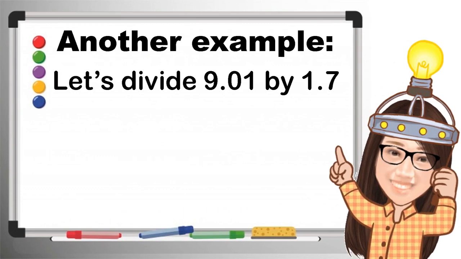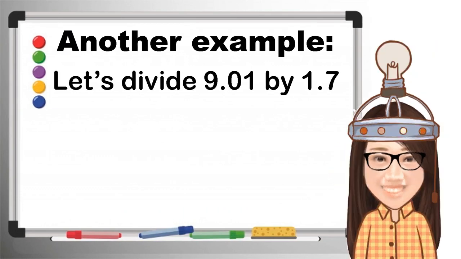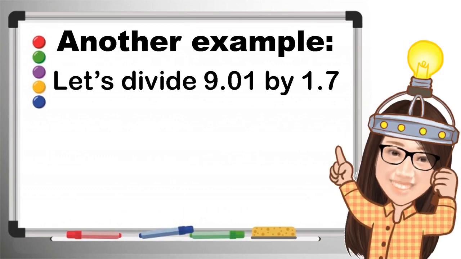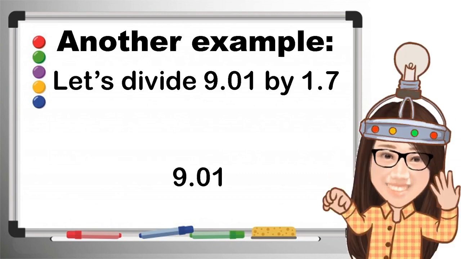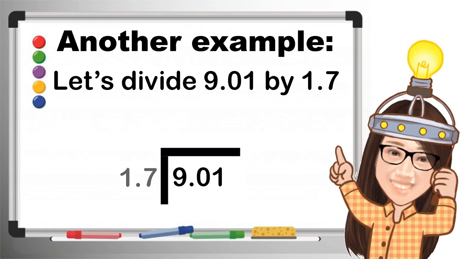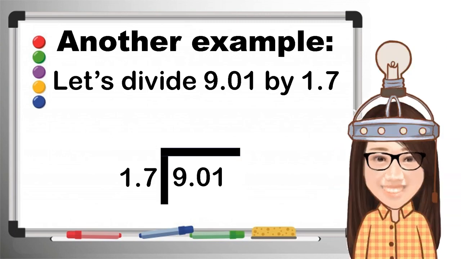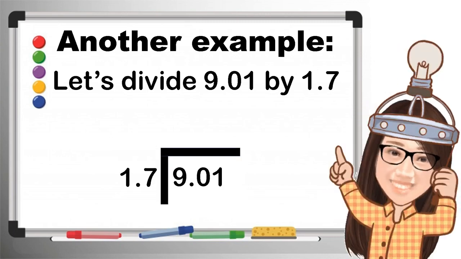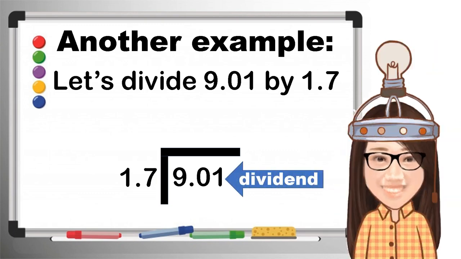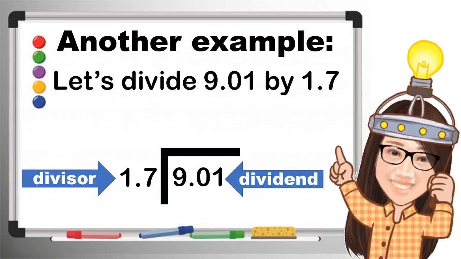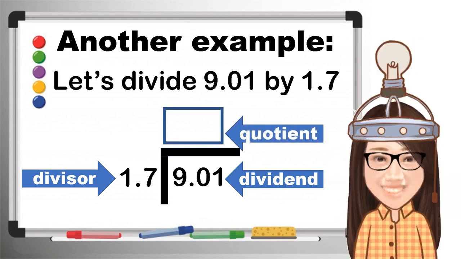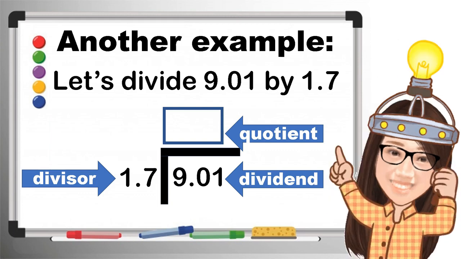Take another example. Let's divide 9 and 1/100 by 1 and 7/10. 9 and 1/100 divided by 1 and 7 tenths. Let's review the parts. 9 and 1/100 will be our dividend. 1 and 7 tenths will be our divisor. And since we're looking for the answer, that is our quotient.